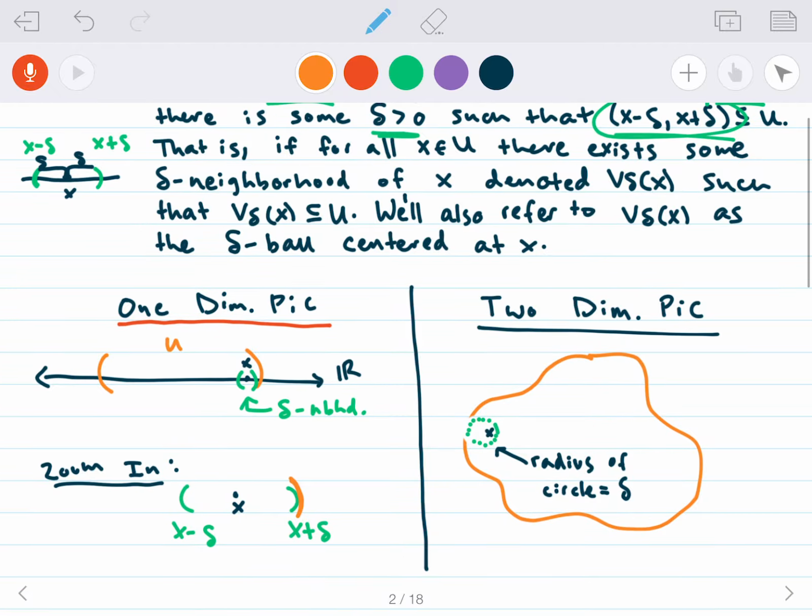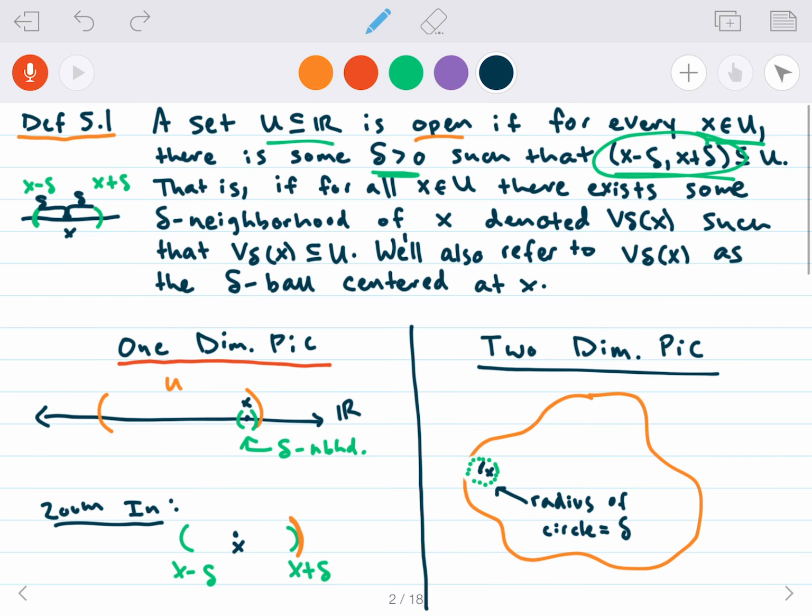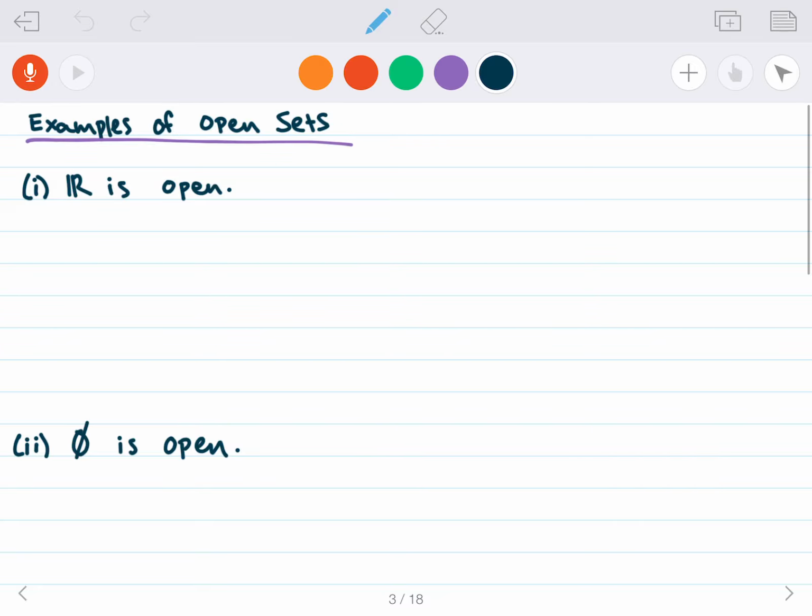And so likewise, we have a two-dimensional picture. And here you can see why it's called a ball, because if x is right here, then x is the center of this delta ball. And no matter how close x is to the edge of the set here, we can always find a delta radius small enough so that it's completely contained in that orange set. So now we have a definition of open, so let's give some examples of open sets.